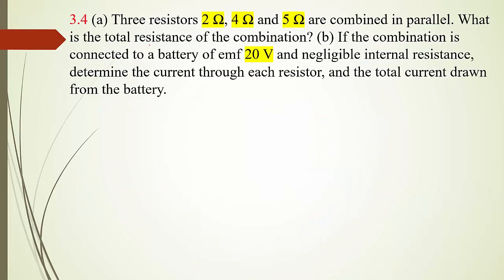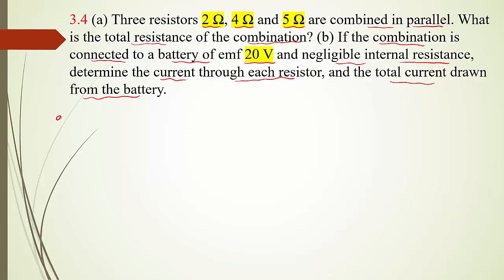Fourth question. Question A. 3 resistors 2 ohm, 4 ohm and 5 ohm. They are combined in parallel. This is parallel combination. What is the total resistance of the combination? First question. Then second question, if the combination is connected to a battery of EMF 20 volt and negligible internal resistance, then determine current through each resistor and total current drawn from the battery.